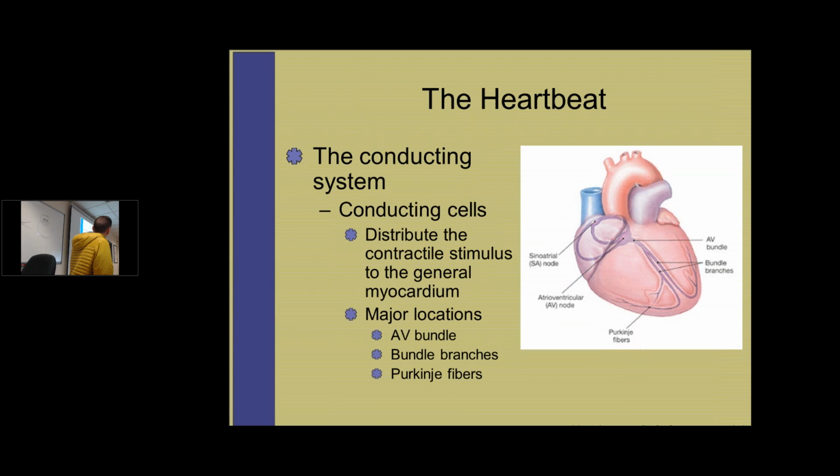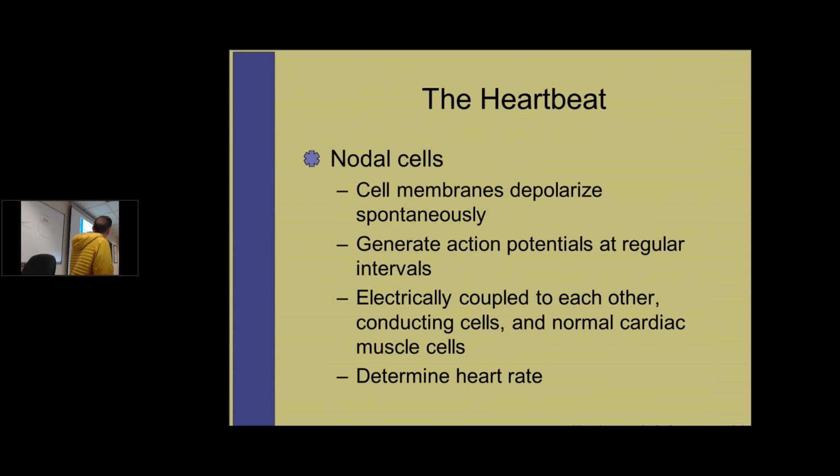All right. We talked about this conducting system, nodal cells. They depolarize spontaneously. That's automaticity. We talked about that.